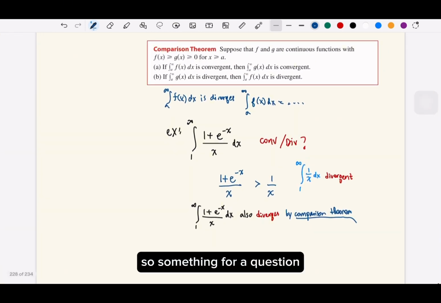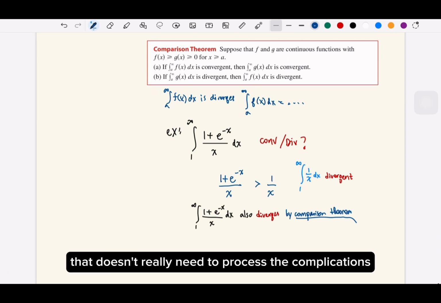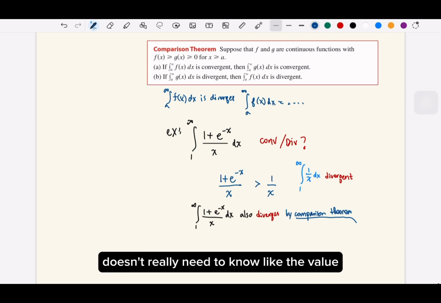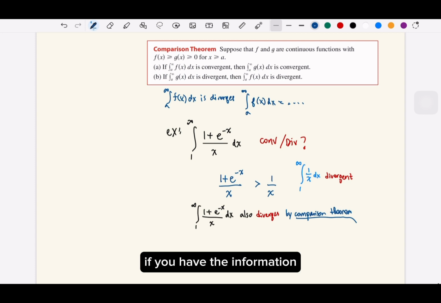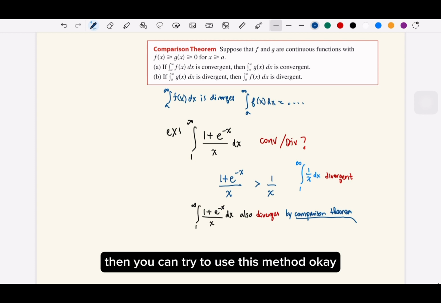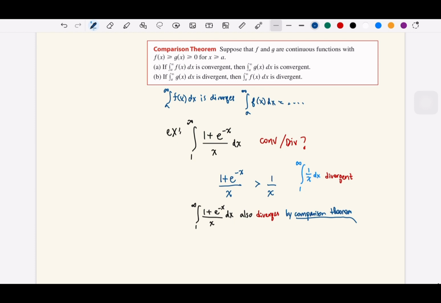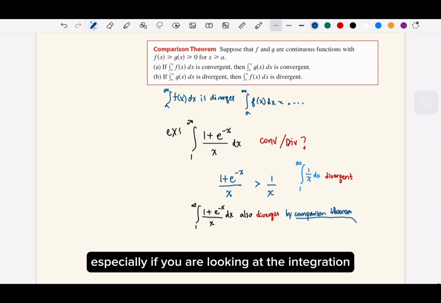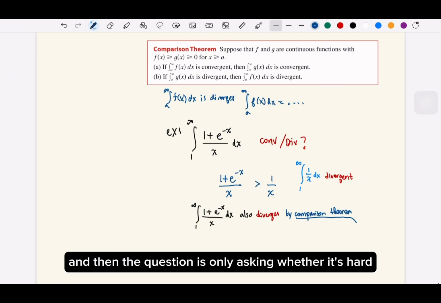So sometimes for a question that doesn't really need the computations, doesn't really need to know the value of the integral, then you can try to use this method, okay? Especially if you are looking at the integral and it's not really easy to follow or solve, and the question is only asking whether it converges or diverges. So you can just go directly to the comparison here.